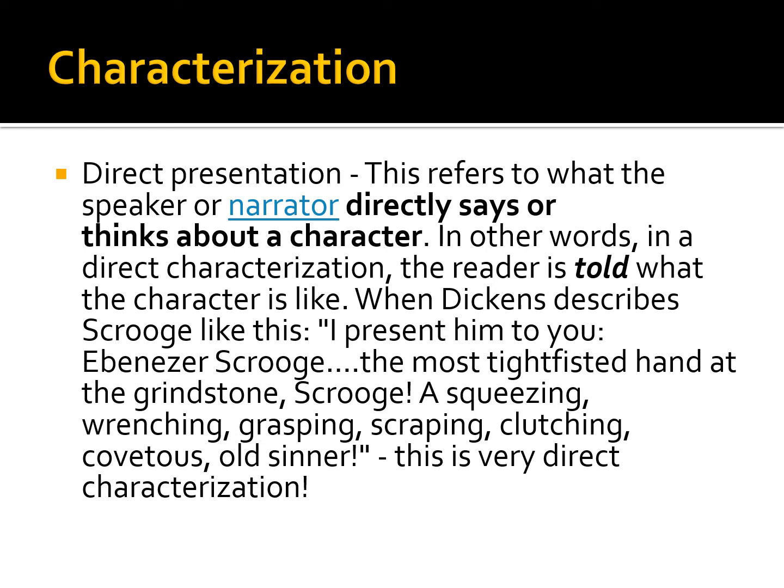The first is through direct presentation. This refers to what the speaker or narrator directly says or thinks about the character. In other words, in a direct characterization, the reader is told what the character is like. When Dickens describes Scrooge like this, "I present him to you, Ebenezer Scrooge, the most tight-fisted hand at the grindstone, Scrooge, a squeezing, wrenching, grasping, scraping, clutching, covetous old sinner." This is a very direct characterization.